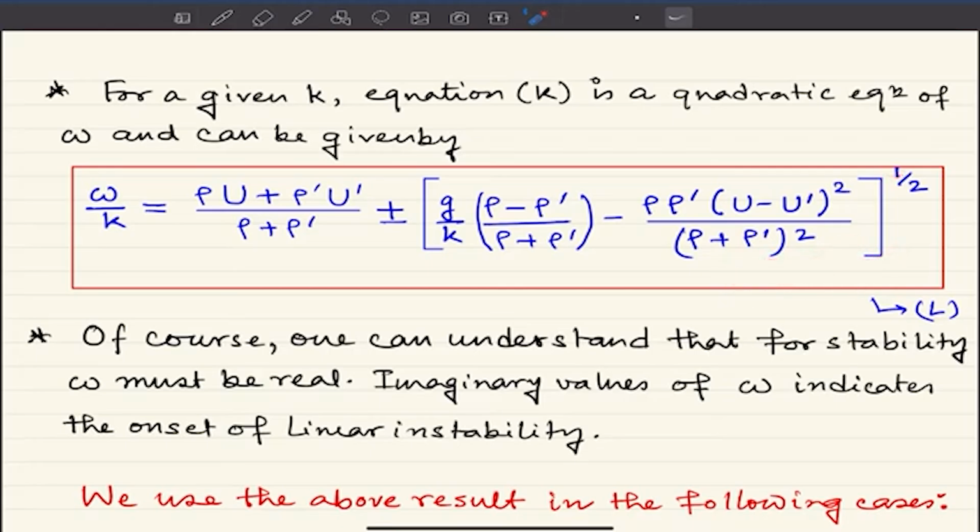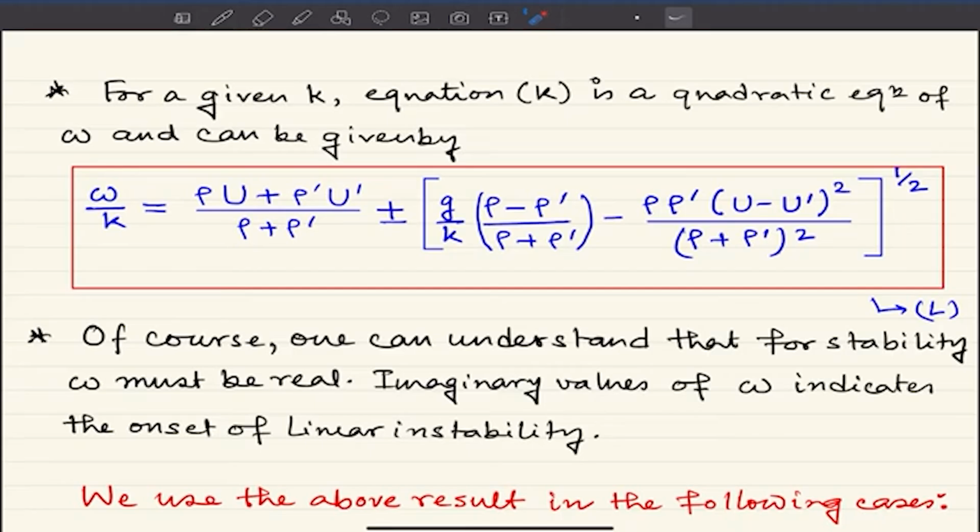And you can easily understand that rho is positive, rho prime is positive. According to our construction, both U and U prime are positive. So this is positive. Okay. And not only that, actually, even if some of U and U prime are negative, it doesn't matter. Finally, you can easily check that the omega, at least that can be real.